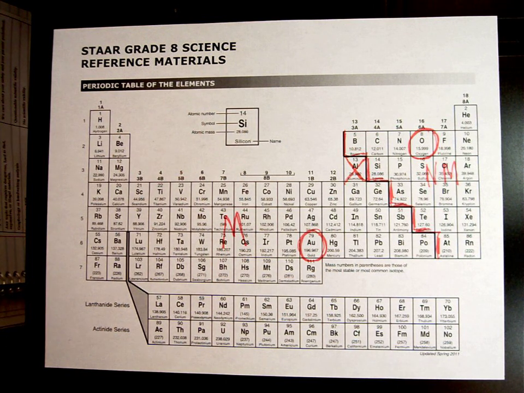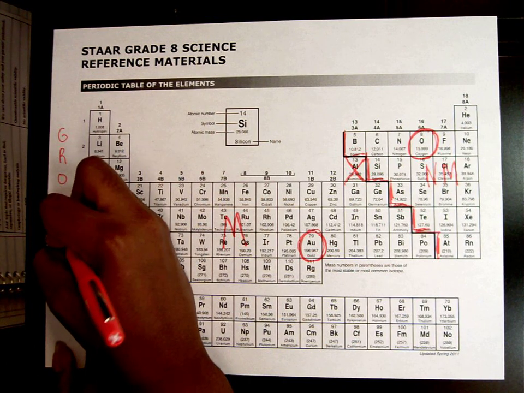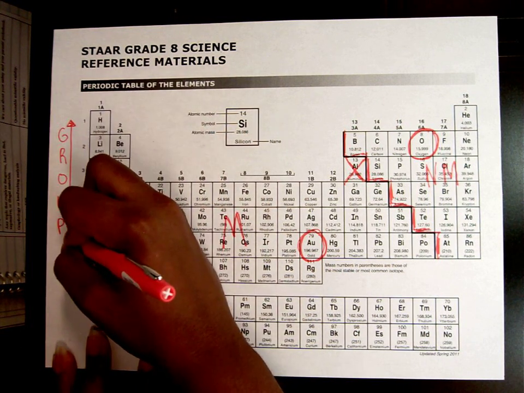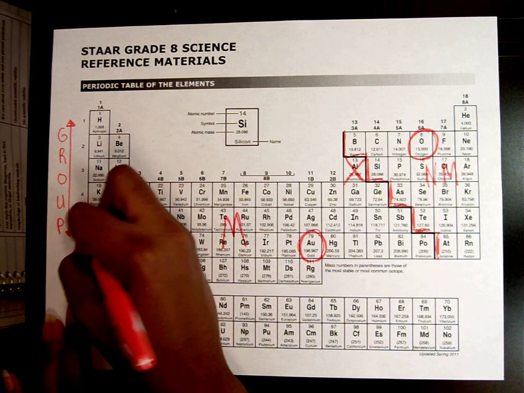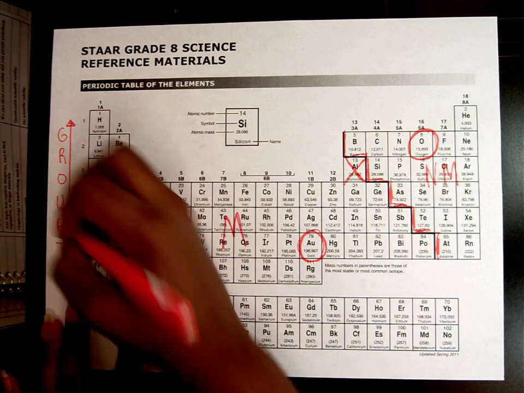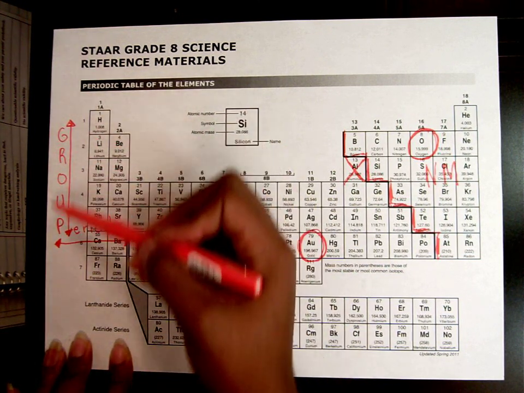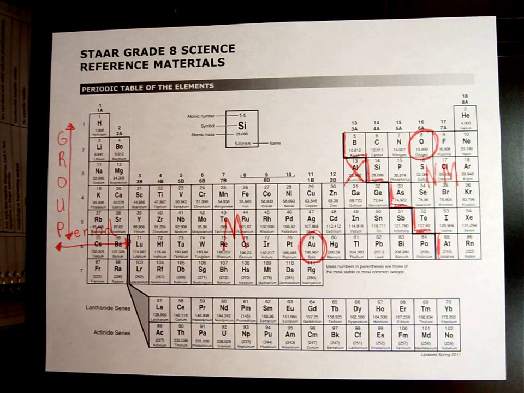Next, we learned about groups and periods. Groups are these up and down columns. Next, periods go across. So when we write group and period, the P for group starts the word period. Group, period.